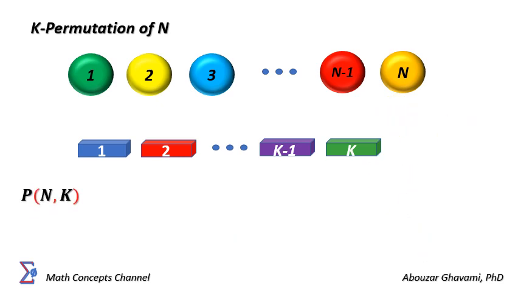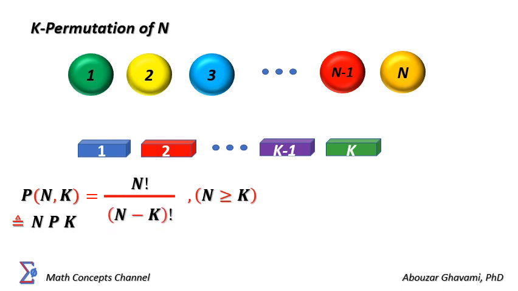Let P of n and k denote the permutation of n distinct objects in k different places without object repetition. Note that k permutation of n without repetition is also shown with other notations such as nPk that reads as n permutes k. We assume that the number of objects is greater than or equal to the number of places. We show that P of n and k equals n factorial divided by n minus k factorial. Note that n factorial is defined as multiplication of integer numbers from 1 to n.